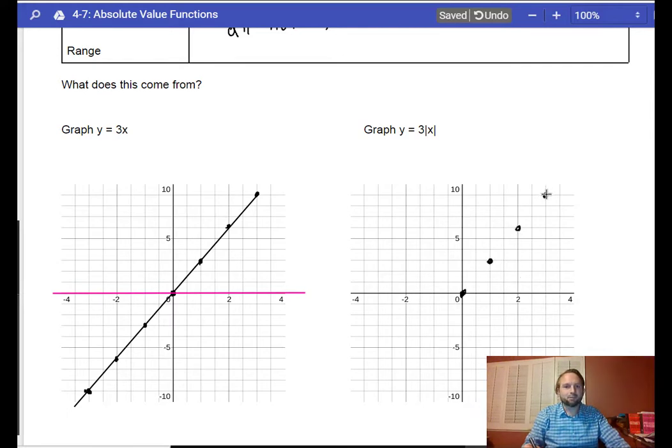Now, if we plugged in negative 1, this is what's happening. It suddenly becomes 1 times 3. If we plugged in negative 2, it becomes 3 times 2 now. So we're going to get the same result, but now it's going to be positive.